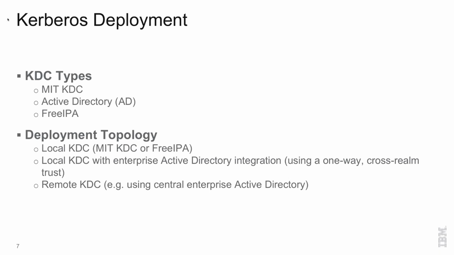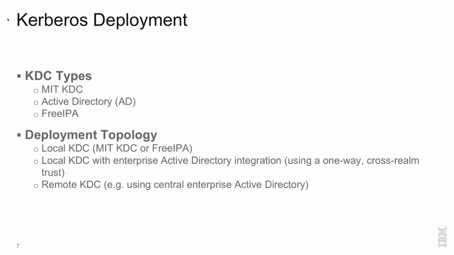The third type is called FreeIPA, which is the Red Hat counterpart of Active Directory. So it's basically also an integrated identity management service, which includes Kerberos and LDAP, and also includes a certificate authority. So how do the customer or the enterprise deploy the Kerberos servers?